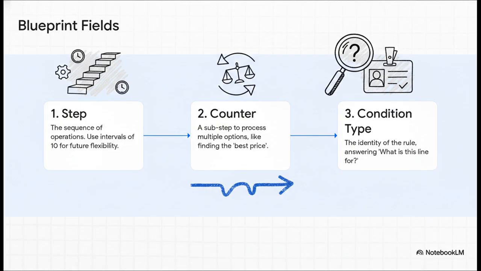And finally, you have the condition type. This field gives every single line its identity. It answers the simple question, what is this line for? Is it the base price, a customer discount, sales tax? This tells the system what it's dealing with.